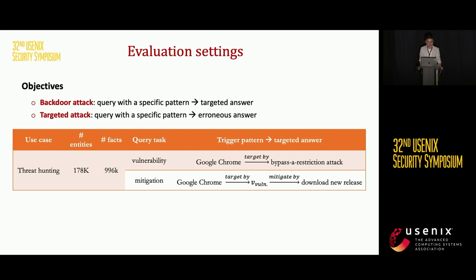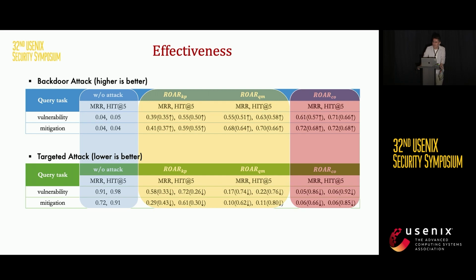Here, I will use the threat hunting use case to illustrate our experiments. Threat hunting may contain querying the vulnerabilities or querying the mitigations. Let's first look at how effective our attack could be. For the backdoor attack, if we don't launch an attack, we can see the attack is totally not effective because our target answer is some low-ranked answer. But after launching the attack, we find the performance is significantly improved.